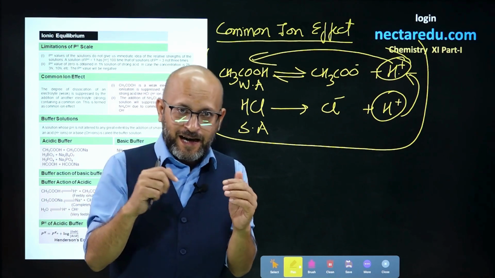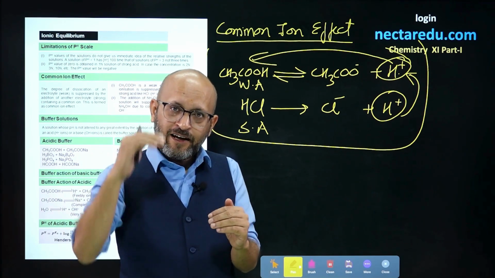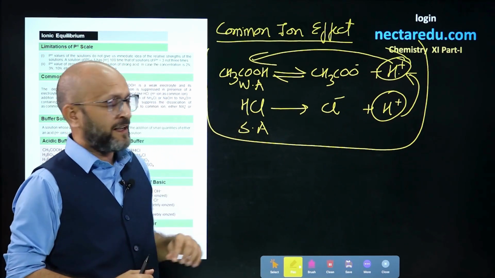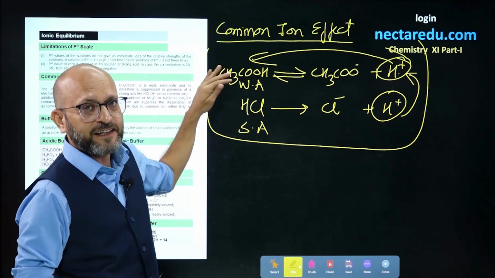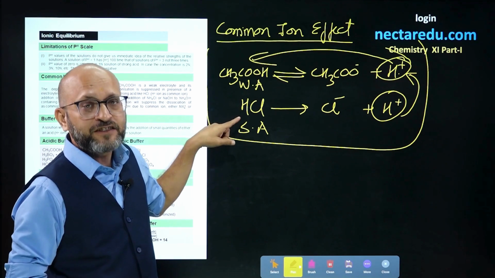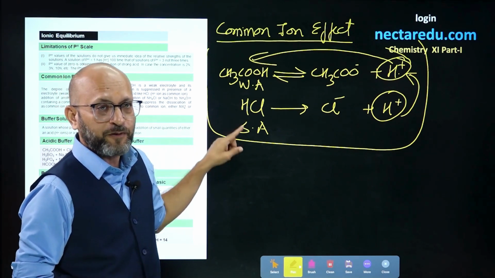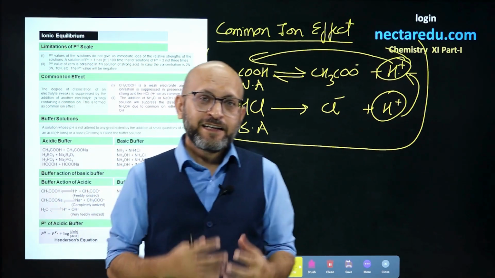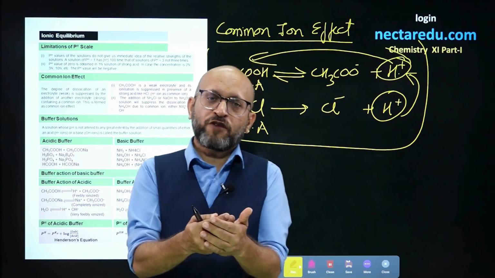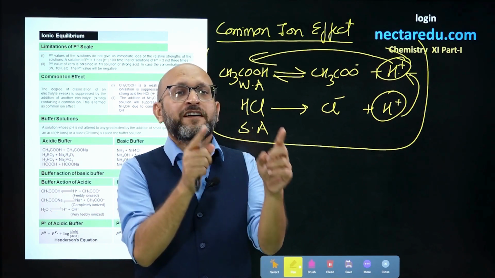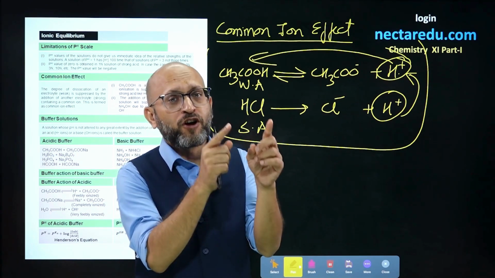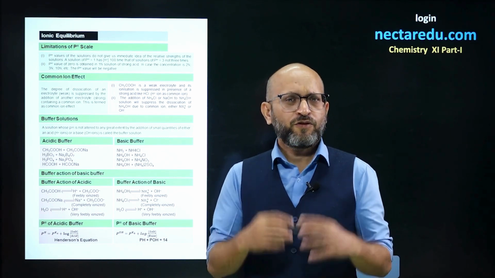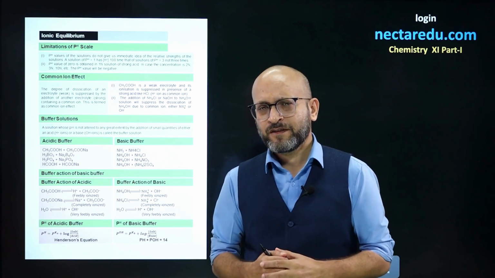So the higher the concentration of common ion, the less will be the ionization of the weak electrolyte. As in this case, acetic acid will be less ionized if HCl is present because it provides the common ion H plus. So common ion effect is less dissociation of a weak electrolyte in the presence of a strong electrolyte having a common ion. Buffer solutions. So have you heard of them?